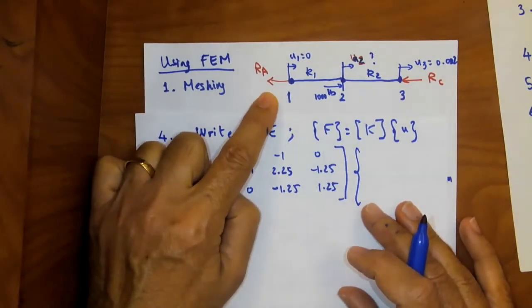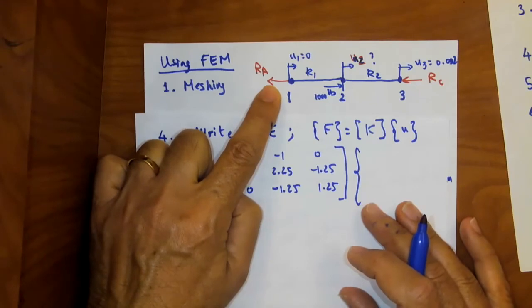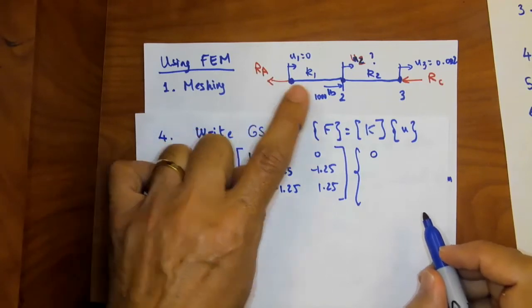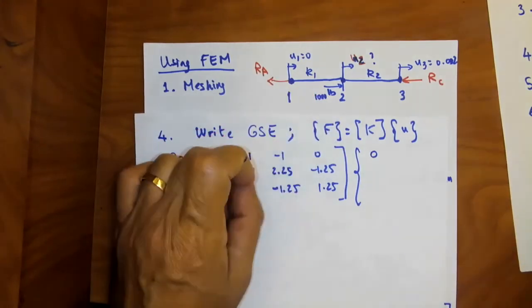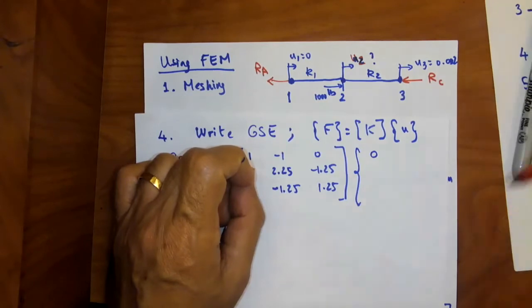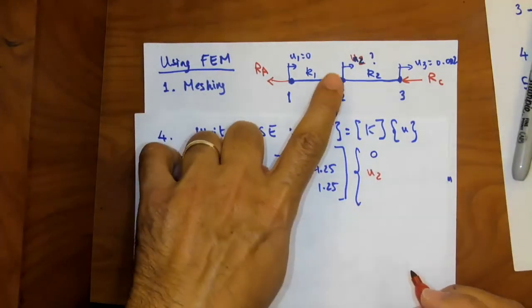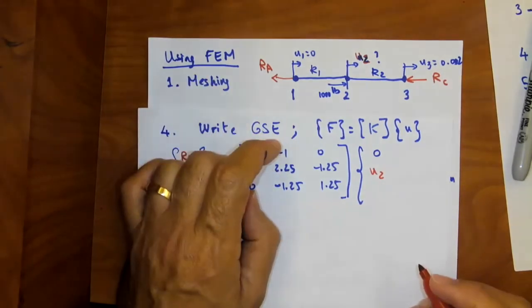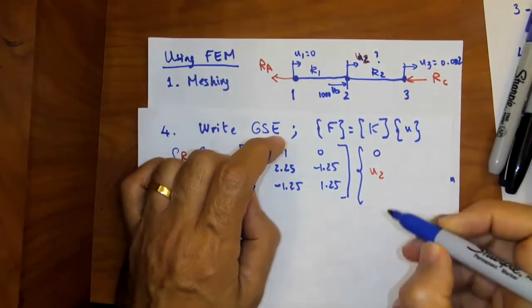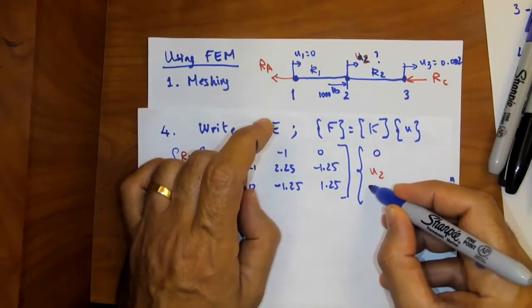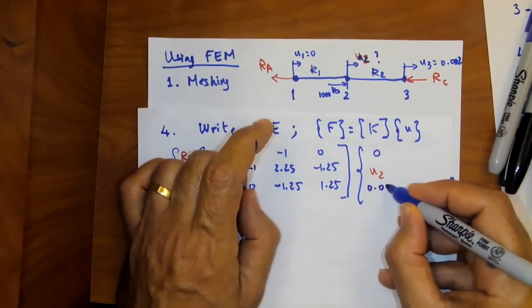And looking at nodal displacement. The displacement at node 1 is 0. The displacement at node 2 is not known, so I'm going to put it in red. It's U2, which corresponds to UB, by the way, or delta B, right? And because we know it's going to hit the wall, the displacement at node 3 is 0.002.